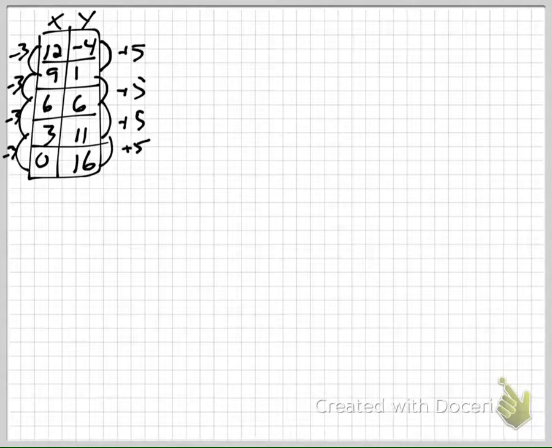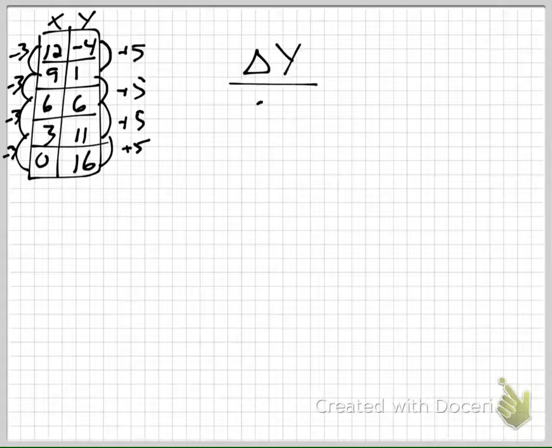Okay? The y's, what is negative 4 to 1? What happened there? That's plus 5. Oh, this is plus 5. Oh, plus 5. Oh, plus 5. That means that this is consistent, that makes this whole thing linear, right? It means it's a line. It's linear.